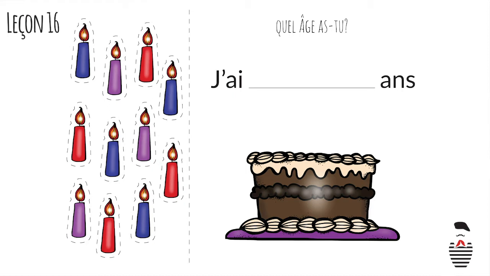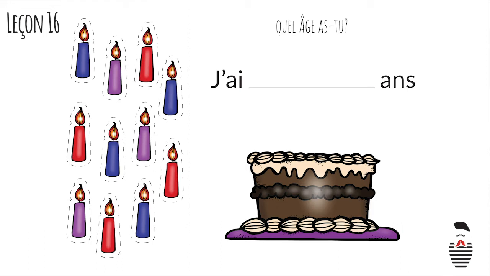But if you want to draw your own bougie and you want to put it on your gâteau, you can make your bougies yellow. Can you remember what is yellow? Jaune. You can make it vert, green. You can make it orange, any color that you like. Ça va? Bon. So let's practice it.